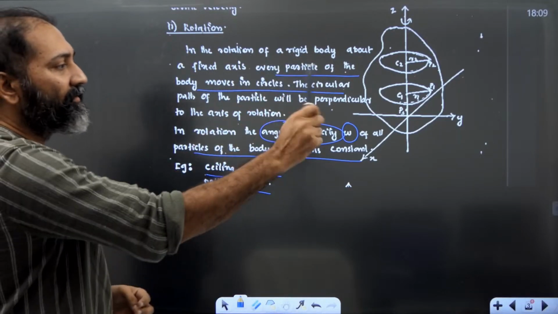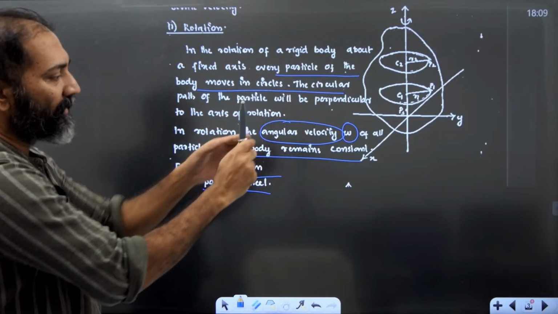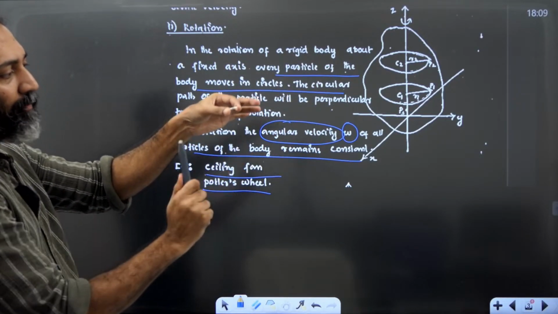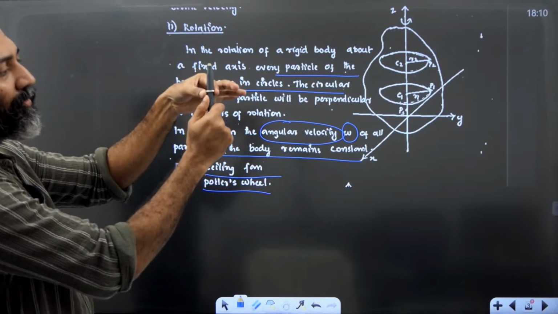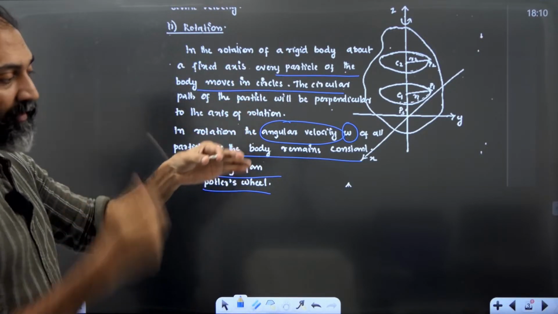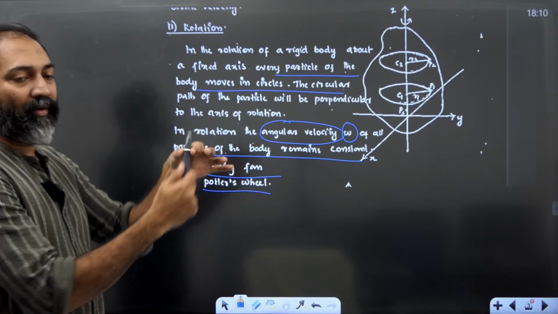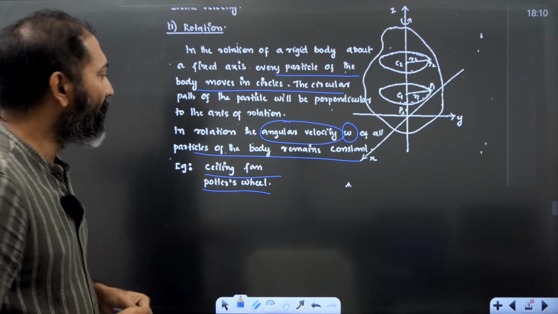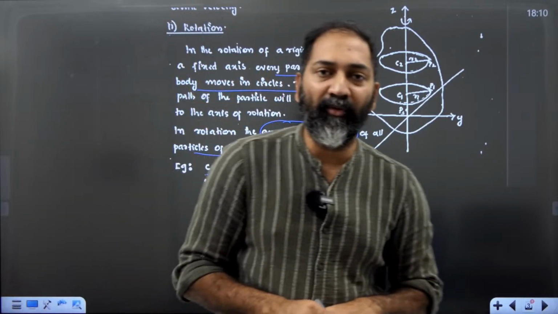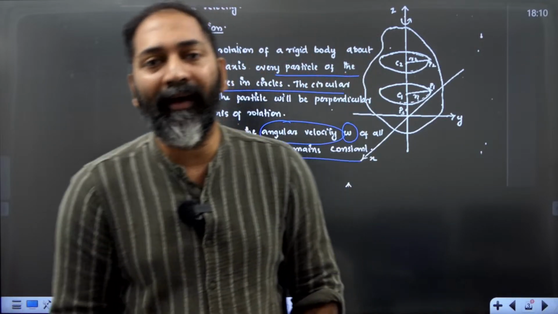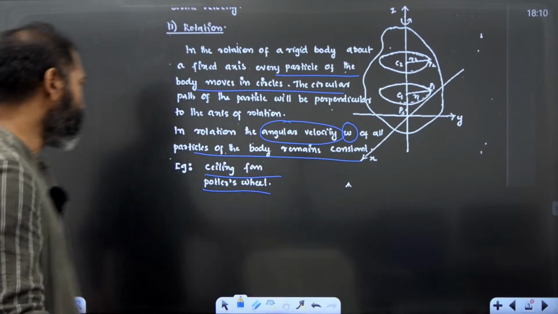Circular path of the particle will be perpendicular to the axis of rotation. See, this ring is in rotationary motion. The circular path or circular motion of this ring is perpendicular to what? Axis of rotation. Circular path and axis of rotation will be perpendicular to each other. And what is the specialty of circular or rotationary motion? All particles will have the same angular velocity.